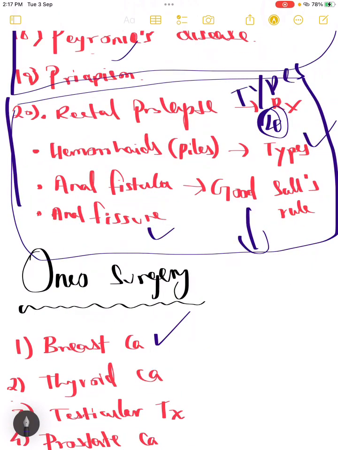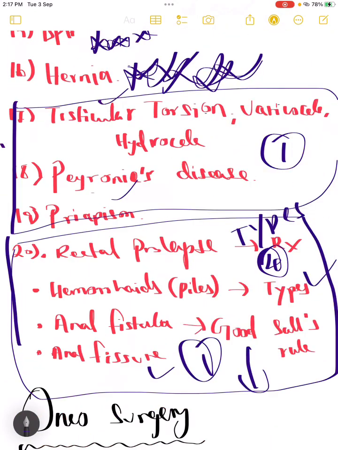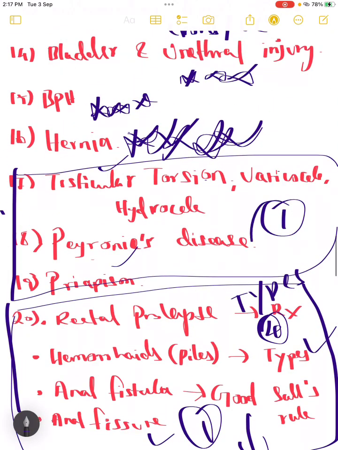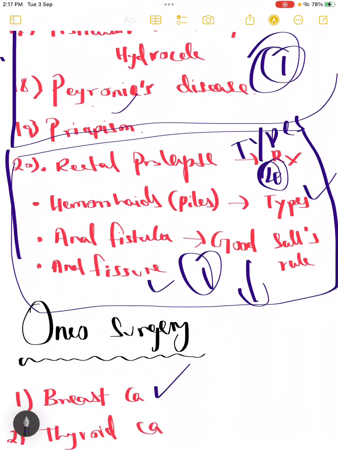From these four topics, definitely one question will come for FMG. Again, one question from here and one question from here. So these two things are something important, at the end of adult surgery, but it's quite easy to study and easy for solving questions also.